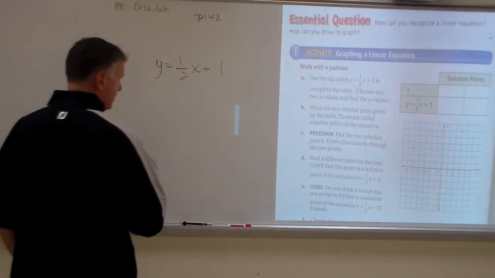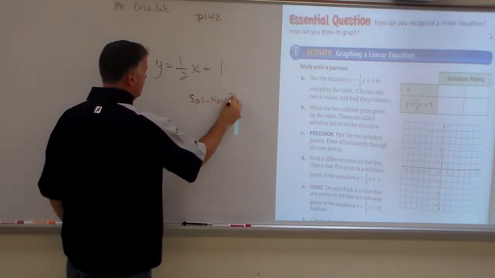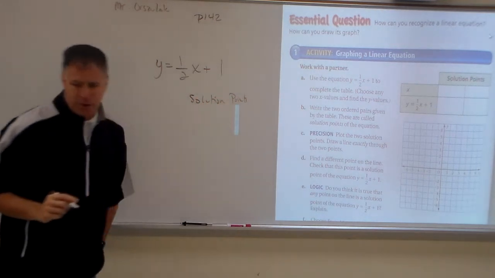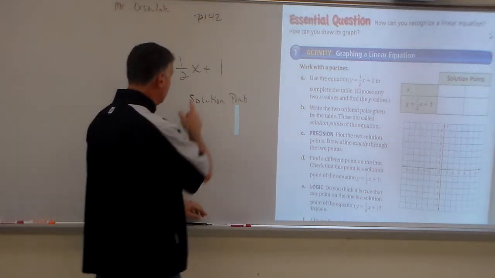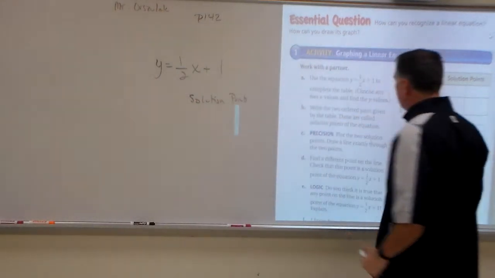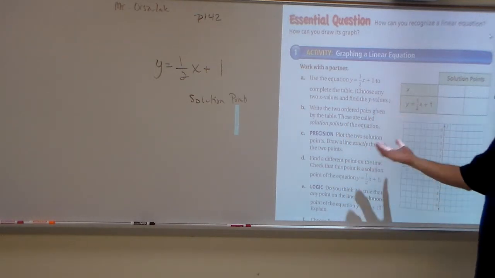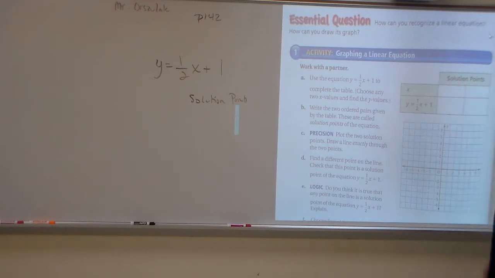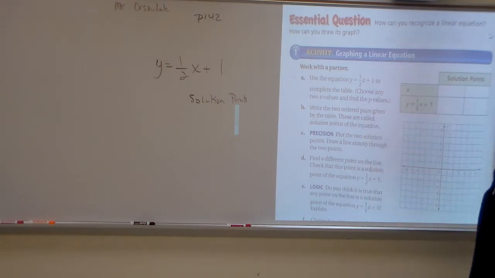And they give us a chart. And they say up top here that this is solution points. I don't know if you can see that off of the board. I think you can. So let's work with that. I've got the equation here. It's solution points. And it says use the equation y equals 1/2 x plus 1 to complete the table. And this is a table. It says choose any 2 x values and find the y values.